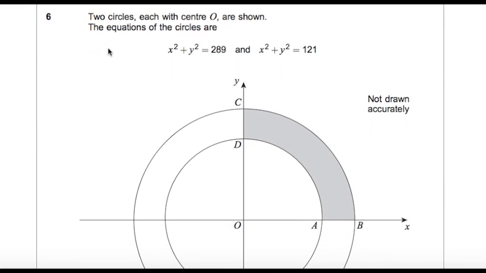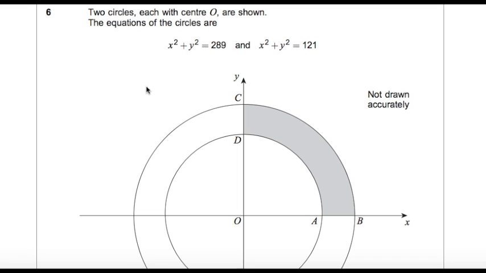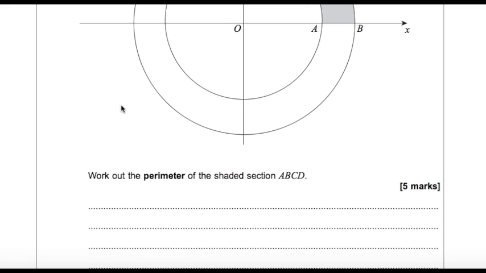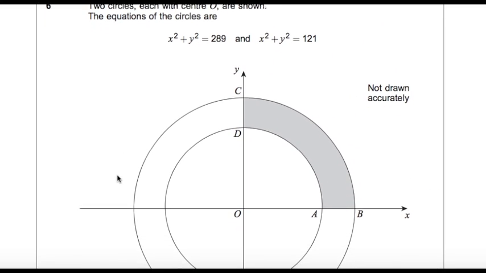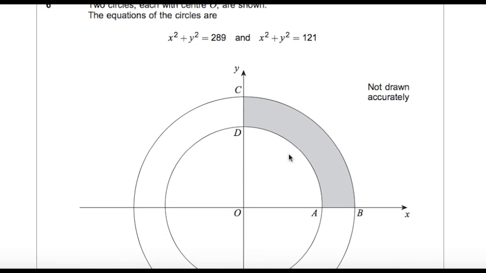Alright. Question 6. 2 circles, each with centre O, are shown. So we've got x squared plus y squared equals 289, and x squared plus y squared equals 121. So work out the perimeter of the shaded section A, B, C, D. Right. So in other words, this area here.